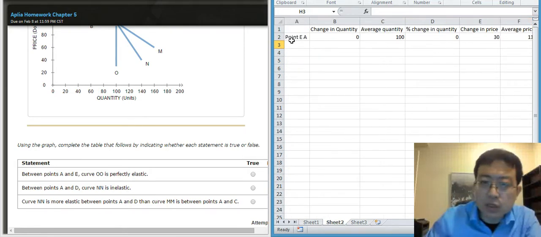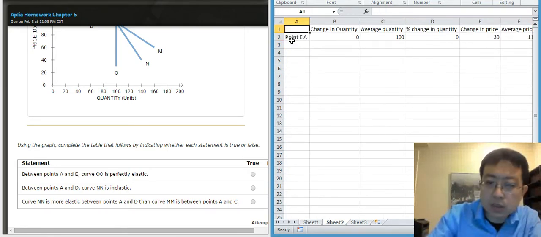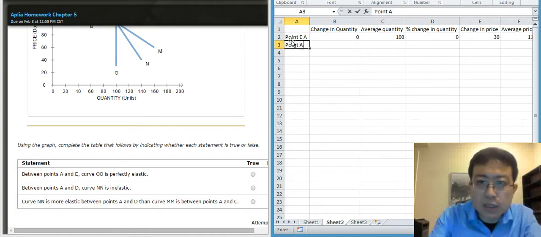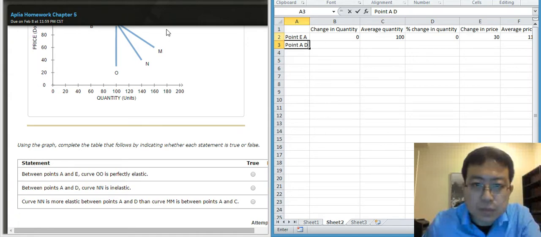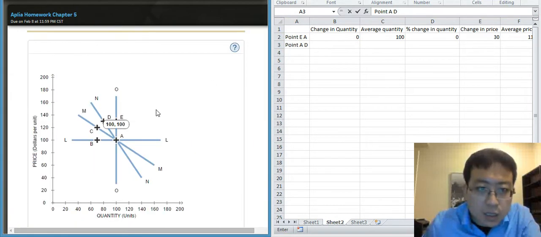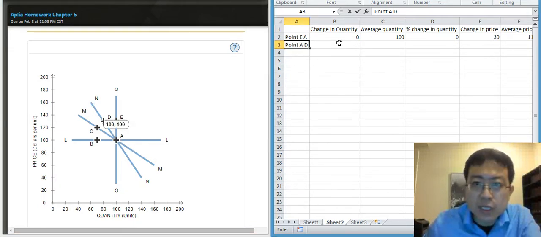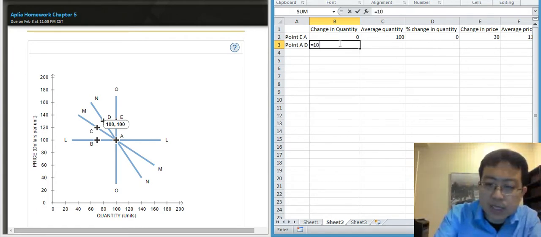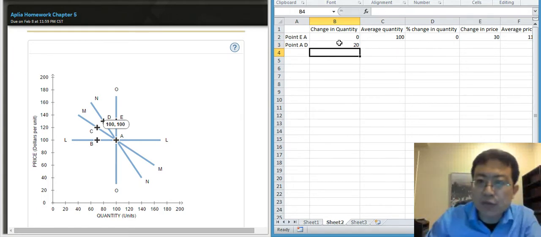Go back over here. So point A and D. For point D, our quantity is 80. For point A, our quantity is 100. So the change in quantity will be 100 minus 80. That gives you 20.